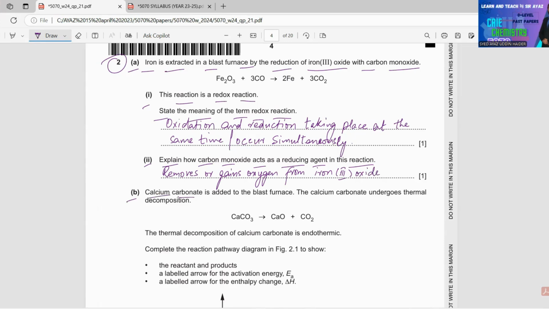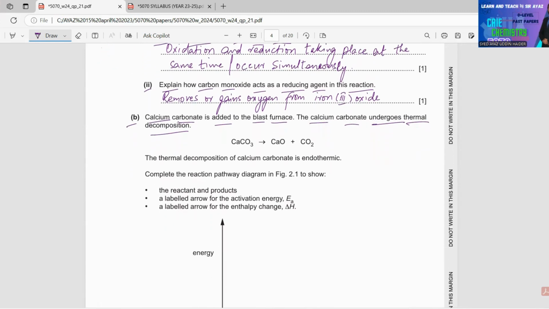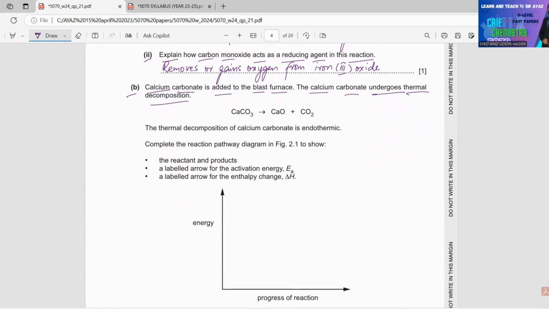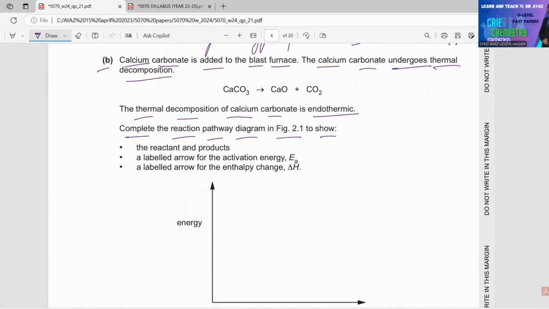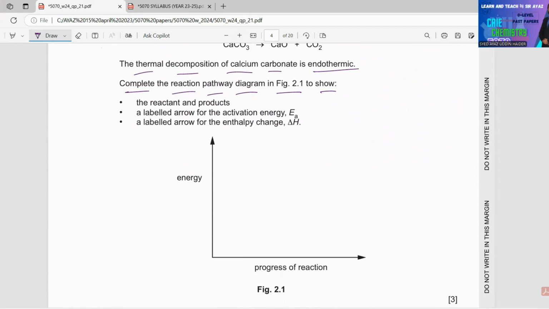Part B. Calcium carbonate is added to the blast furnace. The calcium carbonate undergoes thermal decomposition. Here's the reaction equation: CaCO3 gives CaO plus CO2. The thermal decomposition of calcium carbonate is endothermic. Complete the reaction pathway diagram in figure 2.1 to show the reactant and products, the labeled arrow for the activation energy, EA, and a labeled arrow for the enthalpy change, delta H.